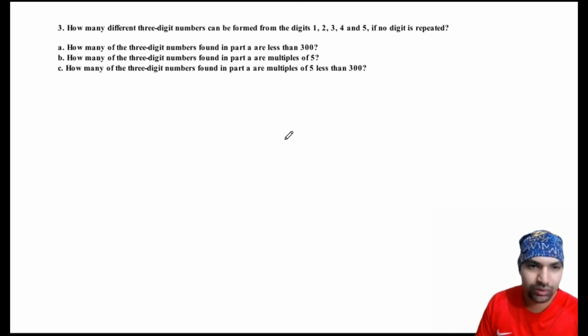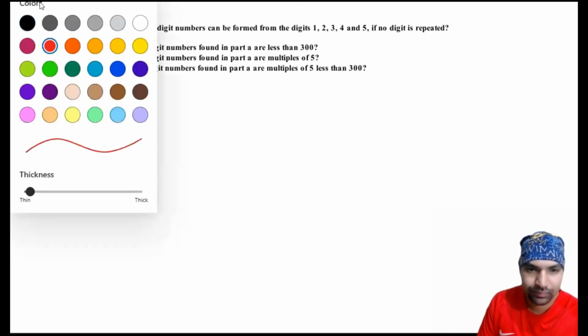Okay. Now moving on to the third one. Third question is, how many different 3-digit numbers can be formed from the digits 1, 2, 3, 4, 5 if no digit is repeated? Okay, so this condition is given. Repetition is not allowed. And then coming on to the first one, it says, how many of the 3-digit numbers found in part A are less than 300?